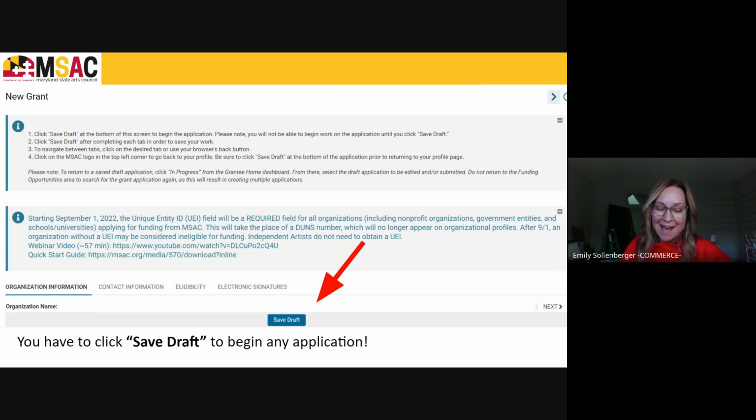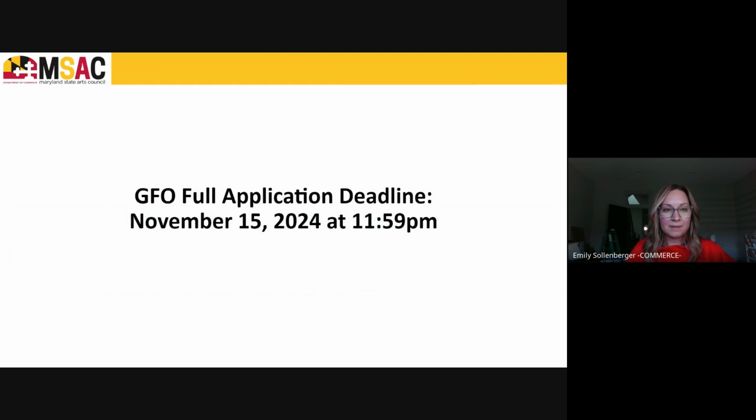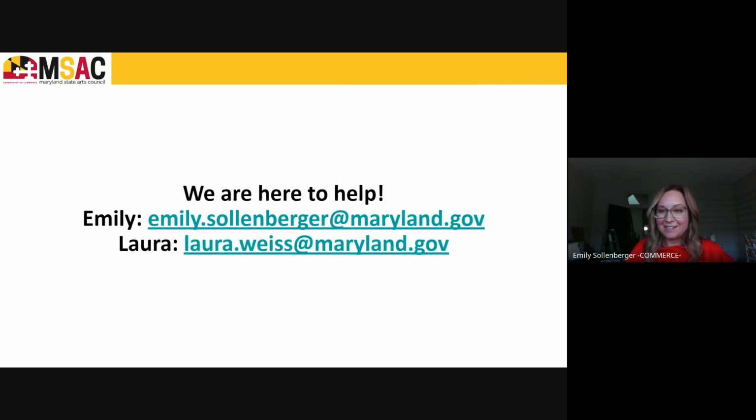You can always come back to your drafts. You can start this and come back to it under the in progress section of your application. So once you get that draft started, you don't need to go back to the opportunity section. You'll find your drafts in progress. And you'll want to complete all of those sections by November 15th at 11:59. And I think that's just about everything.